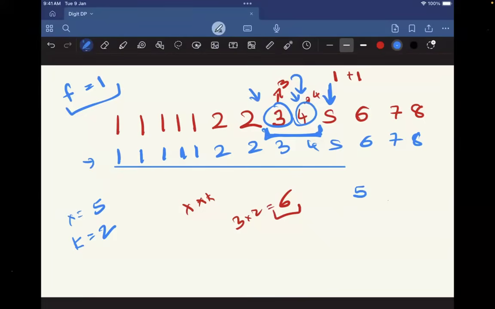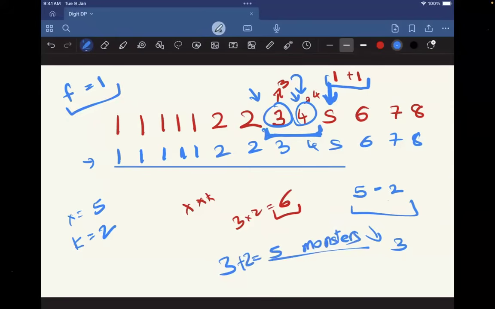Since I cannot kill this 3 and I cannot kill this 4, do you agree that the number of elements that I kill if I start from 5 is just equal to 3? So how many total elements can I kill? I have already killed 2. So 3 plus 2, I can kill 5 monsters. Yes or no, guys? Tell me. Yes? Okay.